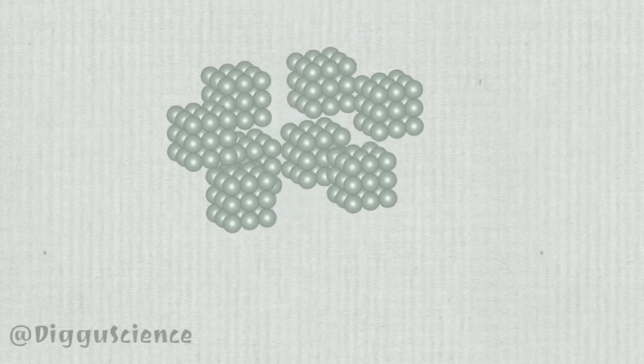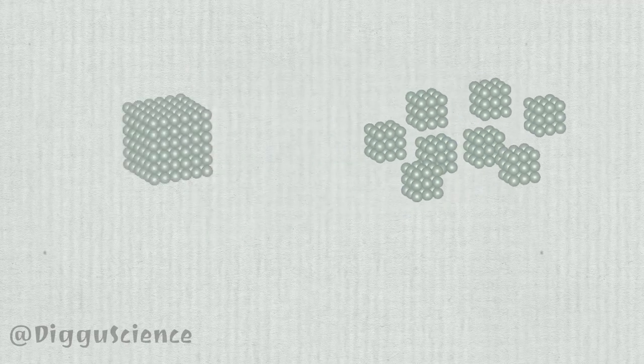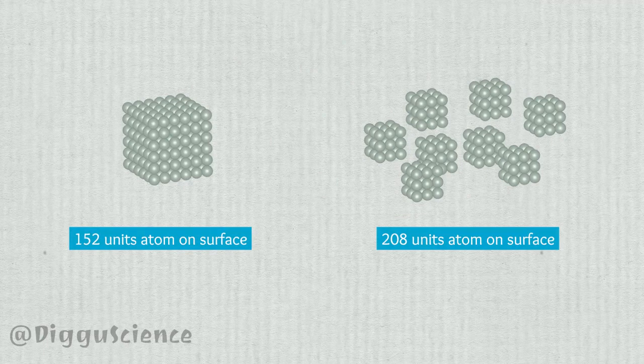Now this cube is divided into 8 parts. Well, now the inner atoms become the new surface. The number of visible atoms is about 208 units. This means that Cube A can bind 152 atomic units of other reactants in 1 second, and Cube B can bind 208 atomic units of other reactants in 1 second.